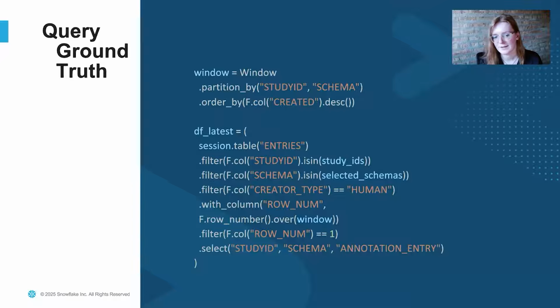In our main query, we filter for only the ones with the study IDs related to the one that we have, filter only for ones that are on schemas that the user has defined, and then we filter only for ones that were done by humans. We then use that window to define the one with the latest date, so we just do a quick row number definition. Because we ordered it descending, the first row in each group in the window function is the most up-to-date annotation entry. And then we can select those.